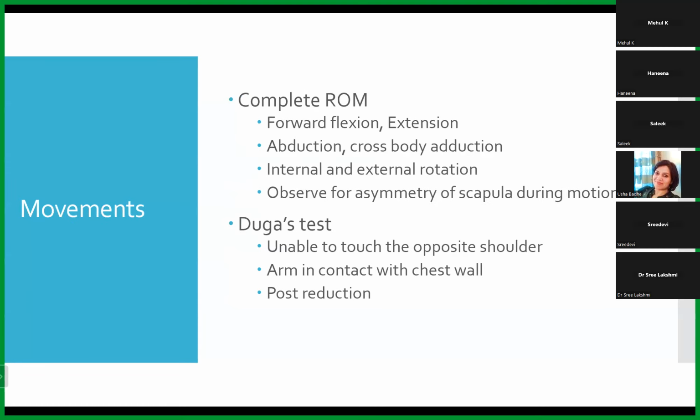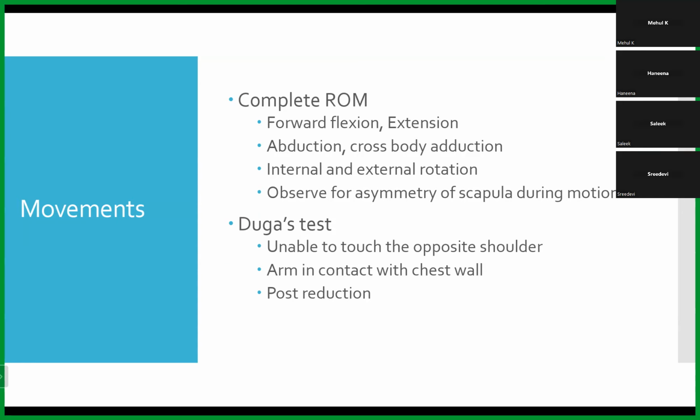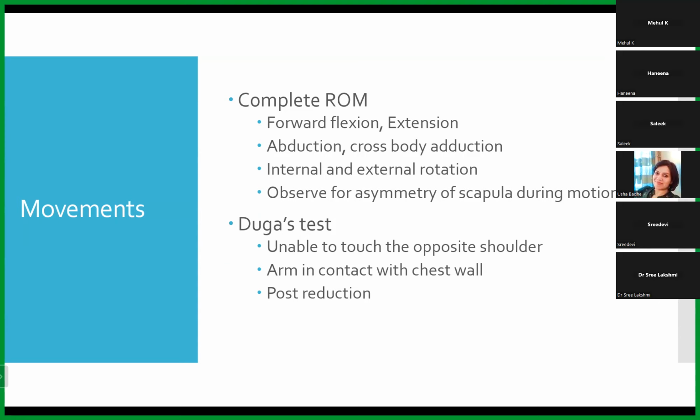After measurements, the other domain in examination is movements. Any patient coming to you with shoulder pain or any difficulty, you should elicit the complete range of motion. Initially, forward flexion and extension should be done. Similarly, abduction of the arm and crossbody adduction should be done. Similarly, external rotation and internal rotation should also be tested. So all these ranges of motion should be tested. What we should be looking for is symmetry of movement between both sides. At the same time, during this motion, we should visualize the scapula from behind as well to look for any asymmetry in the motion of the scapula. That is also suggestive of pathology.